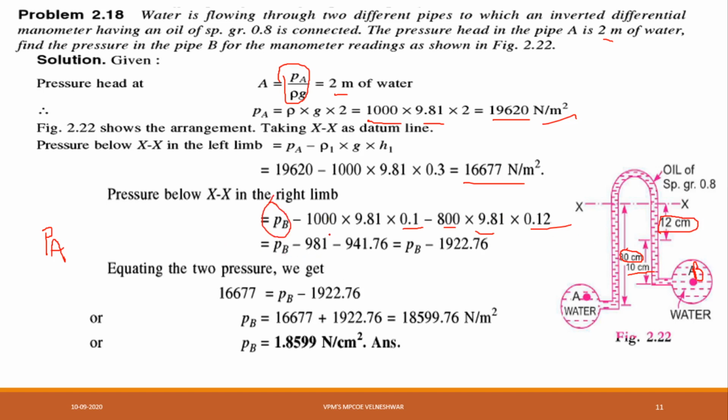That is PB minus 981 minus 941.76, which is equal to PB minus 1922.76. Now, what is Pascal's law? Pressure is equal in all directions. That is PA is equal to PB. The PA value we got is 16677, so 16677 is equal to PB minus 1922.76. Here PB is the unknown value. If this comes to the right hand side, then we will get the exact PB value. As it is in Newton per meter square, converted into Newton per centimeter square, I am getting the value as 1.8599 Newton per centimeter square.